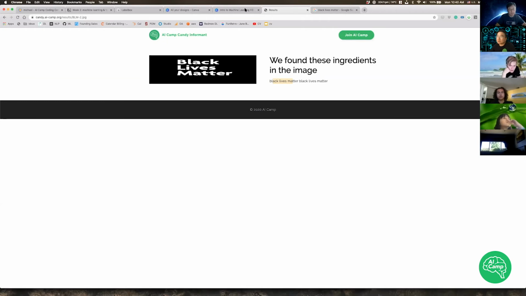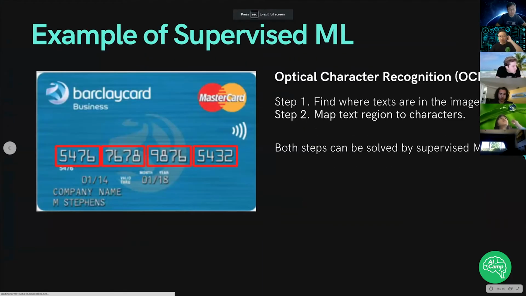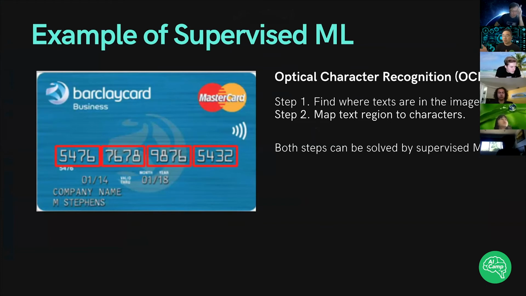But this is something our students built. And it's actually a supervised machine learning model. So first of all, it has to have 2 stages. You need to identify where the text is. For example, we wanted to help people purchase stuff faster. So instead of having them key in credit card numbers, you can just upload an image and we can fill in the numbers.